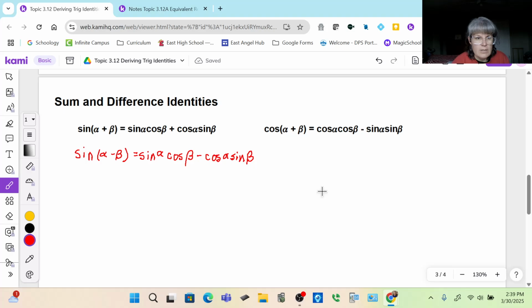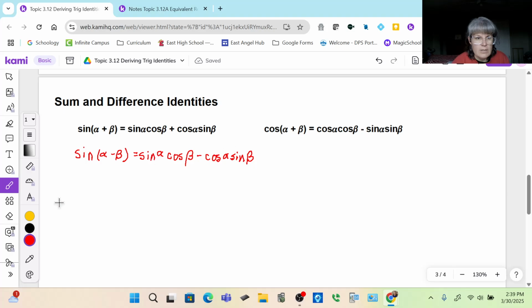For cosine alpha plus beta, it's the product of the cosine of both angles, cosine alpha times cosine beta, minus the product of the sine of both angles, sine alpha times sine beta. So cosine alpha, cosine beta, minus sine alpha, sine beta.